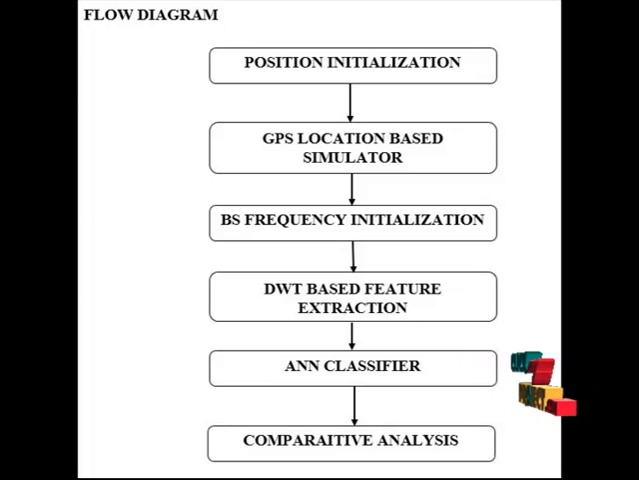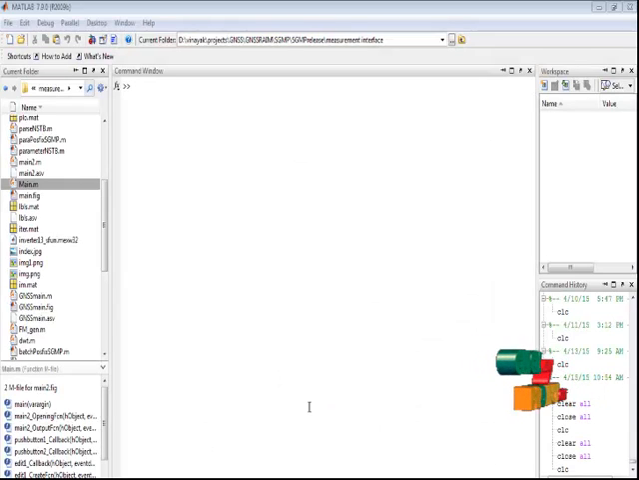Comparative analysis. This analysis shows the comparative performance of GPS and GNSS based location, that is, the location based simulator and the signal based simulator. The accuracy performance is also analyzed in this module. So overall, the GNSS signal based system performed effectively.